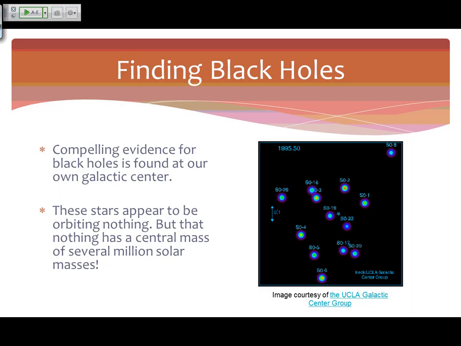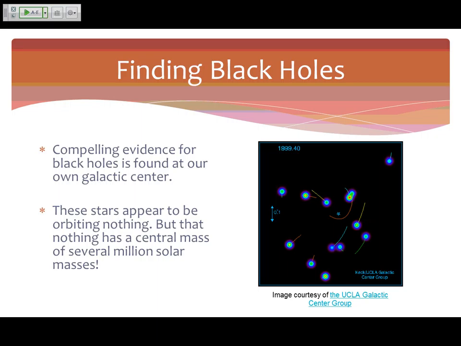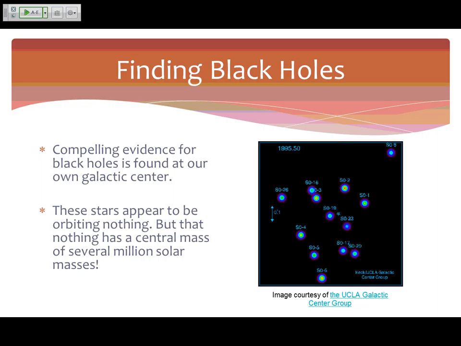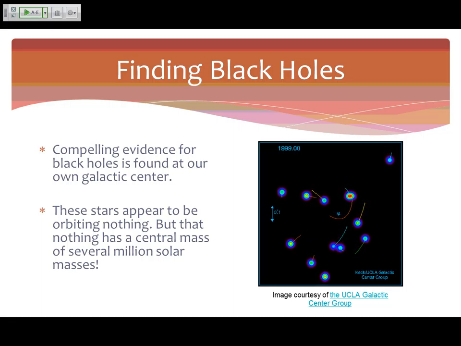As we watched in the video, how exactly do we find them? We look for gravity. We look for the gravity of a black hole. And this is a simulation from UCLA Galactic Center. It shows the progression of stars around a potential black hole over the course of 20 or 30 years. Now, see how they orbit. They orbit just like planets would orbit the sun, except, of course, they're stars. And so they're orbiting the galactic center.